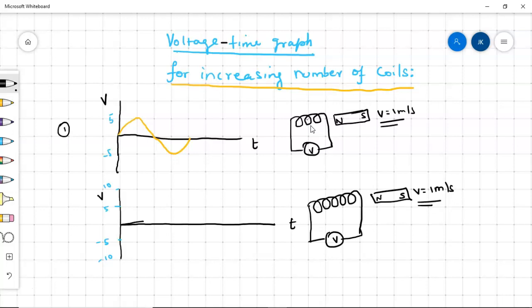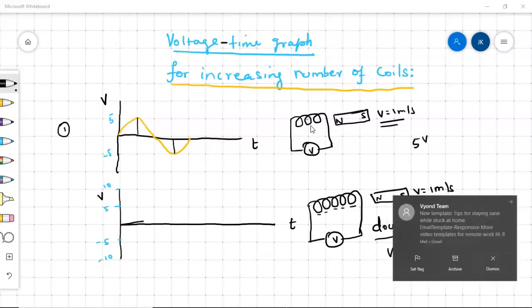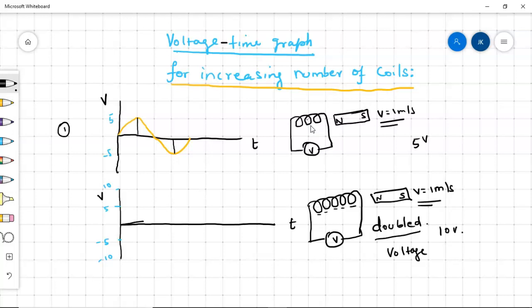So for the first graph, as you are moving the magnet with the speed of 1 meter per second in and out, the induced EMF is produced, and we draw the graph. The maximum voltage is here 5 volts and negative 5 volts. What if you increase the number of turns? The number of turns is doubled. If the number of turns is doubled, the voltage is also doubled. Before it was 5 volts, now it will be 10 volts.